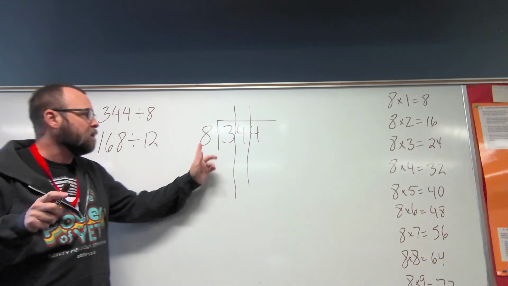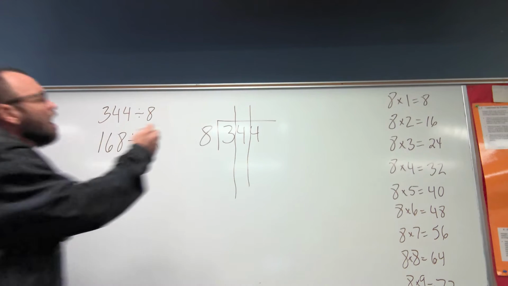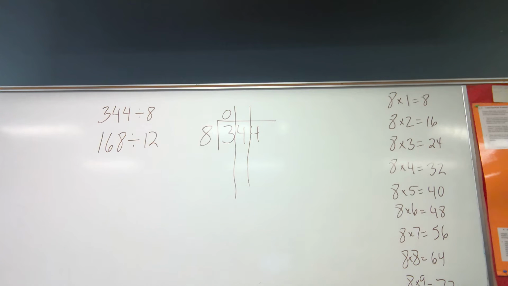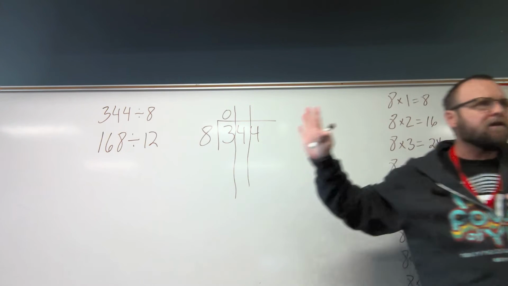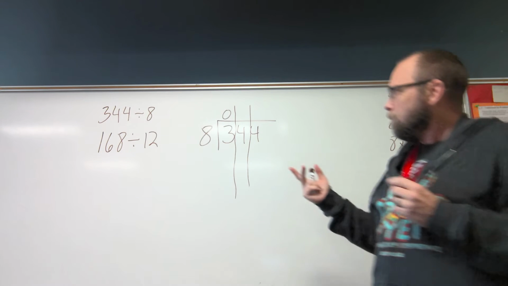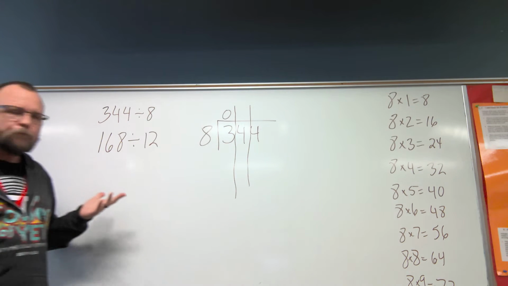So now I ask myself, does 8 go into 3? No. I can put a 0 there. I can put an X. I can put something to signify that there's nothing there. We have no hundreds. Every one of our numbers in our dividend is going to have something above it. I normally put the X. Some people like the 0. It doesn't matter. Now I know 8 is going to go into 34 because 34 is bigger than 8.